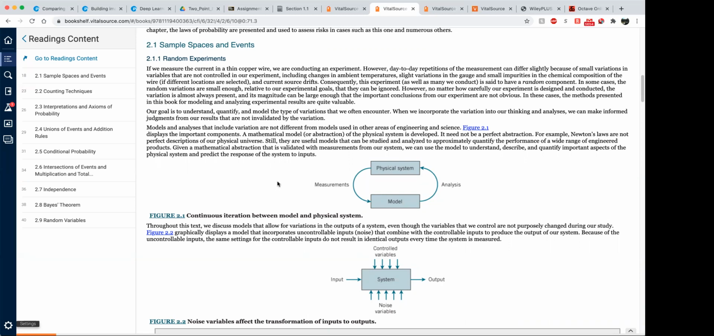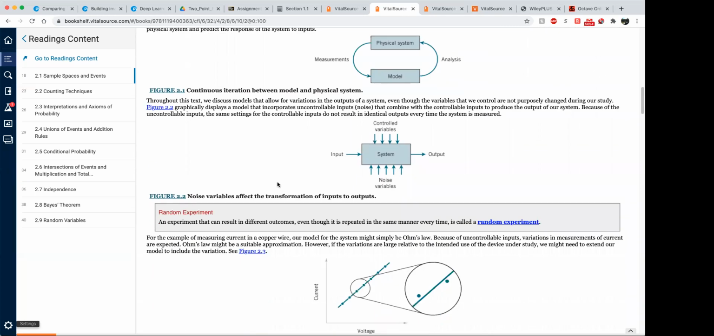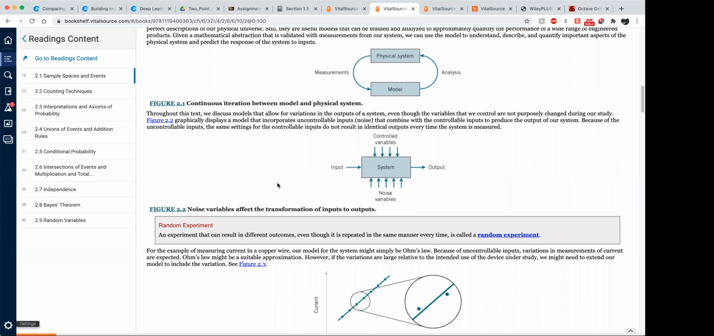So as you can see, for each experiment we're going to have a slightly different result, different outcomes. In the sense of statistics, pretty much all of these experiments are called random experiments: an experiment that can result in different outcomes even though it is repeated in the same manner every time. See, that's the definition of the terminology random experiment right there.